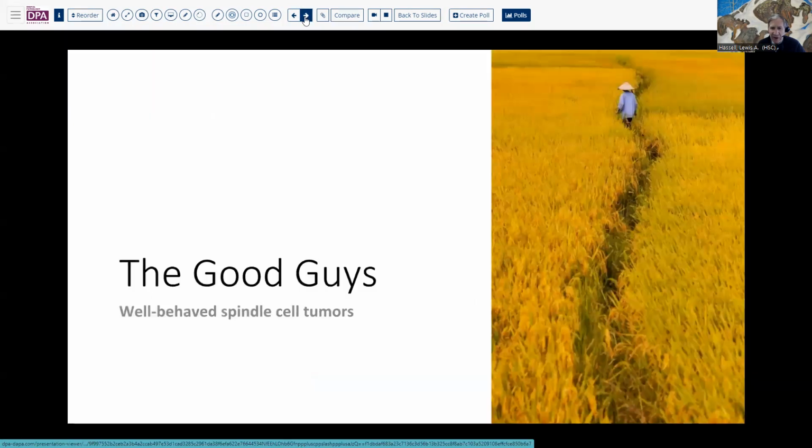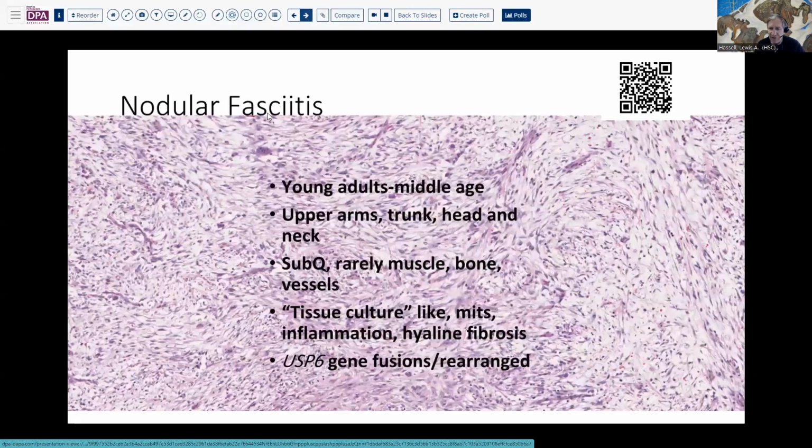So let's begin with some of the benign lesions, the well-behaved spindle cell tumors. And actually the first one on our list is nodular fasciitis. This is a lesion that occurs most commonly in younger people, or maybe early middle age, tends to involve the upper arms, the trunk, tends to be rather superficial, usually subcutaneous, occasionally down to the level of the fascia, but very, very rarely would be involving muscle, although some intravascular lesions have been identified as well.